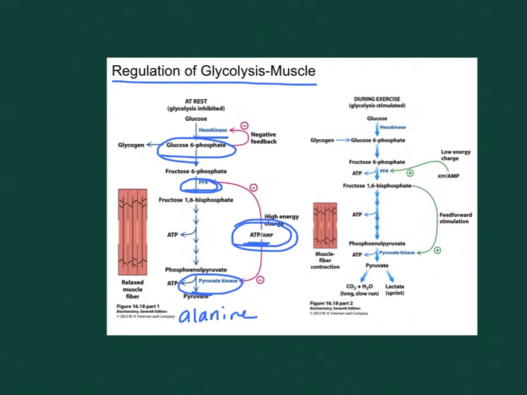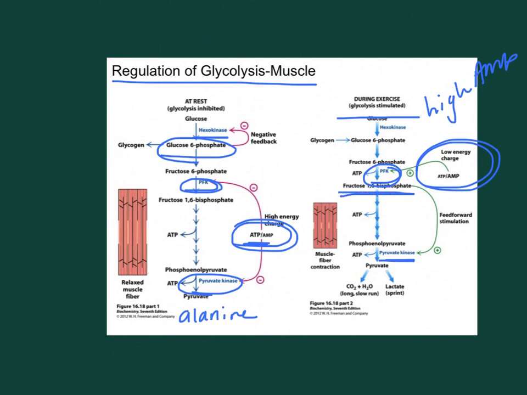When we look at where glycolysis is stimulated, we can see that when we have a low ATP to AMP ratio, meaning we have high AMP, then we will activate PFK. Pyruvate kinase is also activated by fructose 1,6-bisphosphate, saying keep up the flux of intermediates in the forward direction.